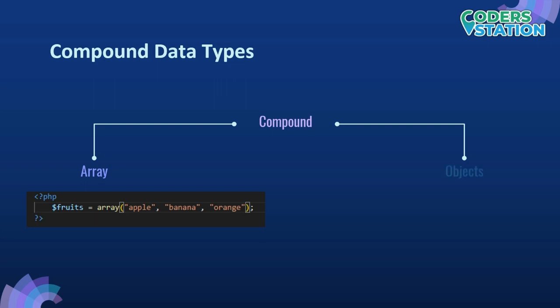Next, objects. Objects are instances of classes, which are user-defined data types in PHP. Here you can see $car is an object created of a class named car. Objects have properties and methods which are accessed using an arrow operator. Objects are useful for organizing and encapsulating related data and functionality. Similarly to arrays, we will learn about objects, classes, and everything in further series.